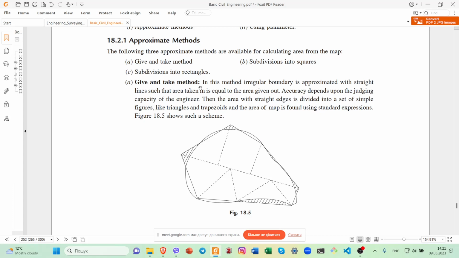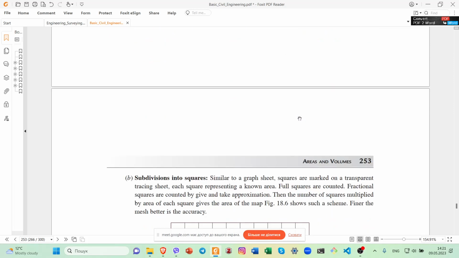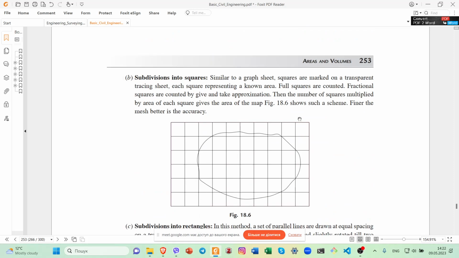Here you can see give and take. In this method, the irregular boundary is approximated with straight lines such that the area taken in is equal to the area given out.